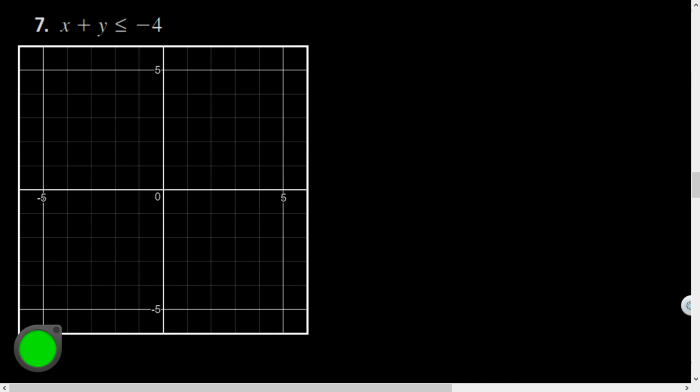So, you guys put this in y equals mx plus b form, right? All right, so let's see. So x plus y less than or equal to negative 4. Make sure when you're solving these, you don't accidentally forget that you're doing an inequality here. How did you get that, solve for y?